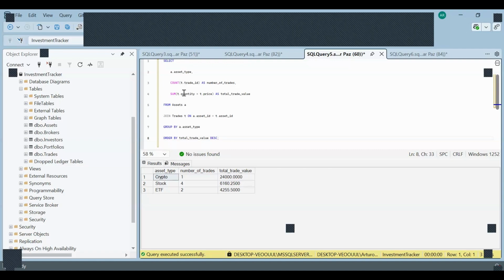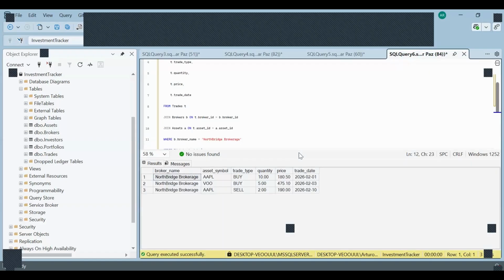And then the sum function calculates the total trade value by multiplying quantity by price for each transaction. And in here, we can see the total trade value in descending order.